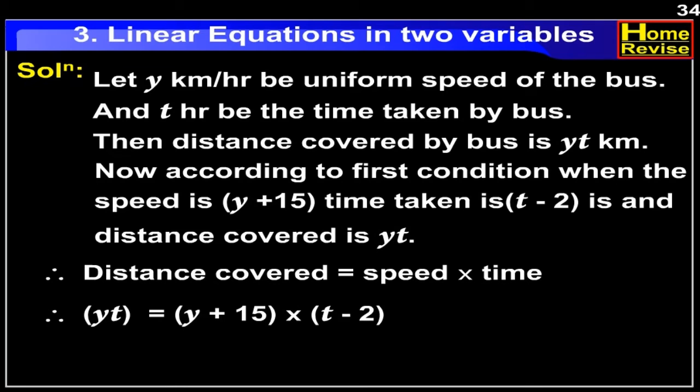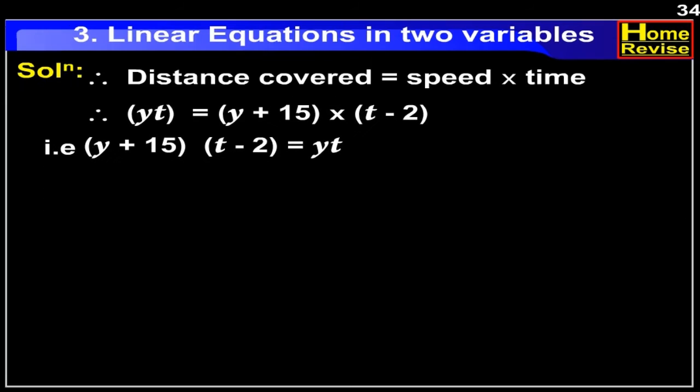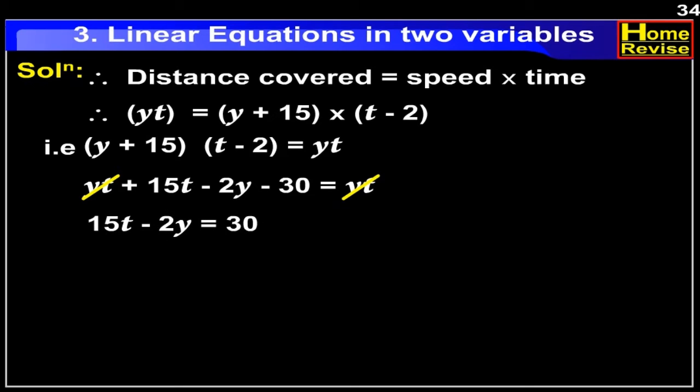After removing the brackets, we have y plus 15 into t minus 2 is equal to yt. After opening the brackets, we have yt plus 15t minus 2y minus 30 is equal to yt. yt gets cancelled out on either side and we have 15t minus 2y is equal to 30. Let this be equation number 1.